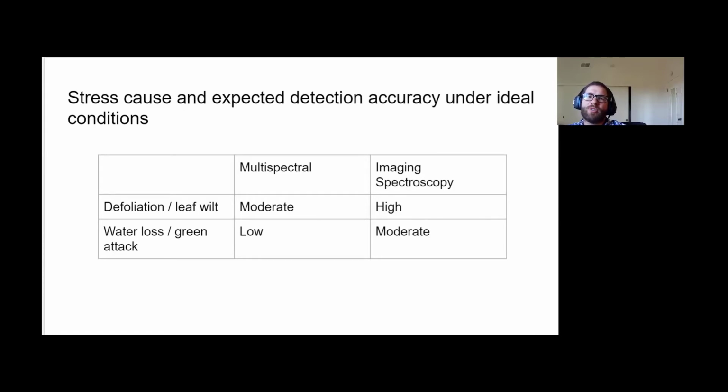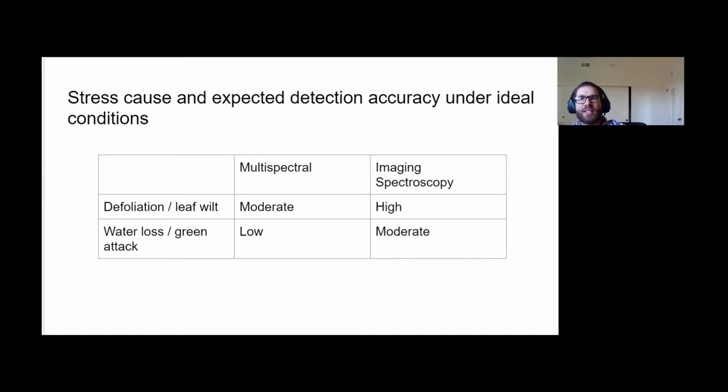Defoliation and leaf wilt will have relatively strong spectral signals over relatively broad bands. The removal of leaf area, if strong enough, can generally be detected with multispectral indices such as NDVI. Imaging spectroscopy will likely detect the level of leaf removal, and if it is initially occurring, with more sensitivity. However, depending on the use case, the accuracy obtained from multispectral sensors could be sufficient.